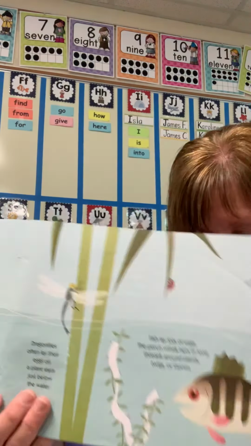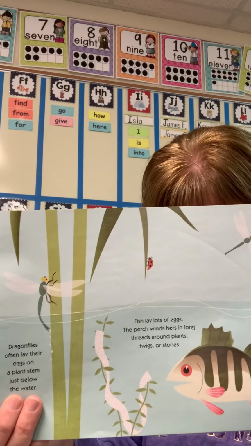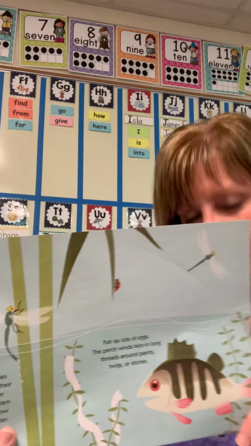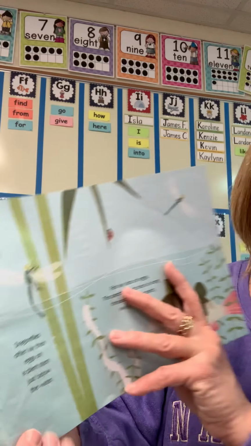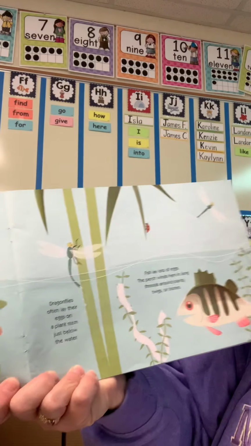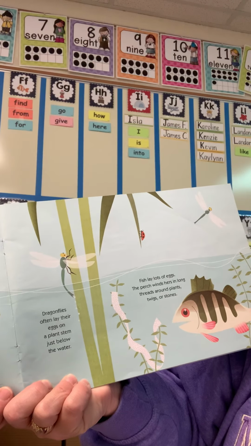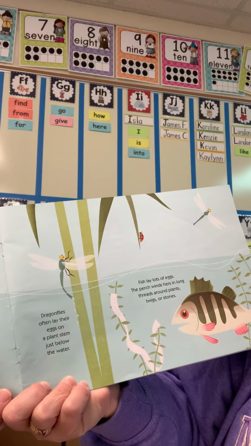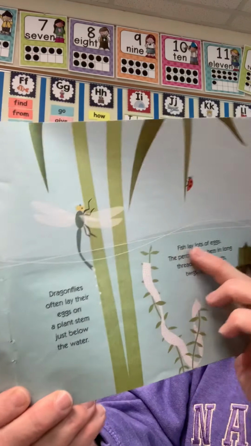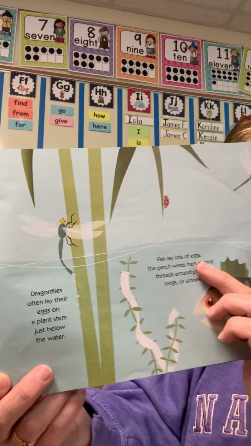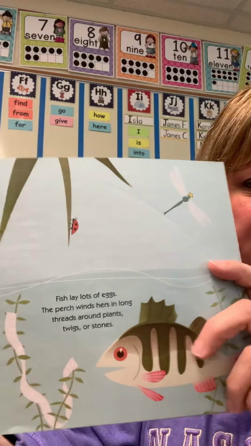Okay. And then which words tell us where these animals lay their eggs? What did they say about the dragonfly? Where did they say the dragonfly lays her eggs? Listen to the words. Dragonflies often lay their eggs on plant stem just below the water. So what were the words that the author used to tell you where the dragonfly lays their eggs? He said the plant stem. Listen to the one about perch.